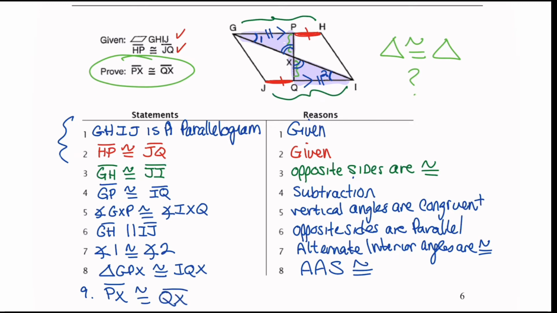So PX is congruent to QX, and we would say the reasoning here is CPCTC. In other words, this is an extra side. This side right here and this side right here are extra sides in our congruent triangles, but because they're congruent triangles, those two sides have to be equal in measure. So we say corresponding parts of congruent triangles are congruent. CPCTC.